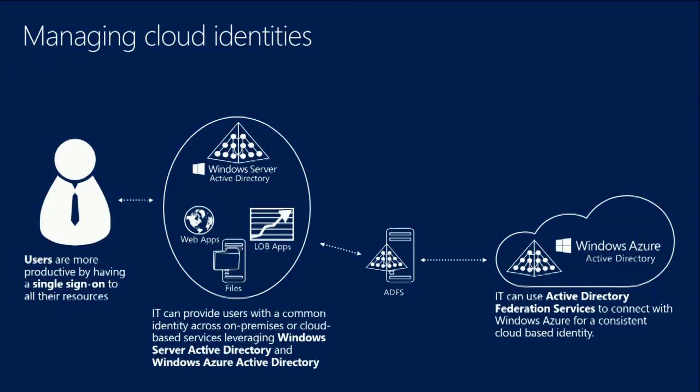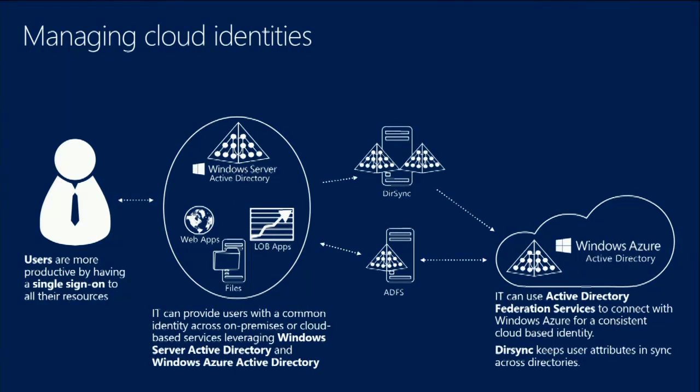With ADFS, I can connect with Windows Azure Active Directory for a very consistent cloud-based identity. Now I can choose which attributes I synchronize up to Azure Active Directory as well. I don't have to synchronize the whole directory or all my user objects or all the properties of a user object. As I walk through the ADFS setup and connecting it to Azure Active Directory, I can pick and choose which ones I want to synchronize.